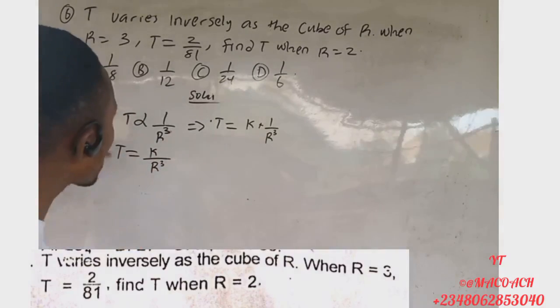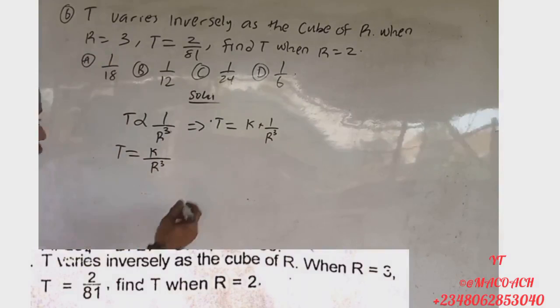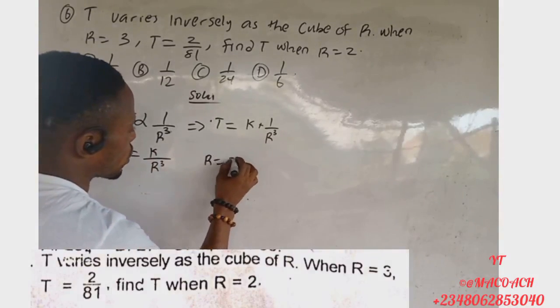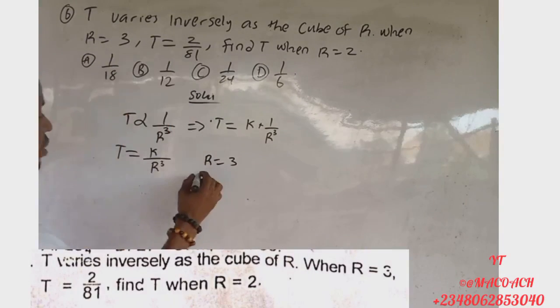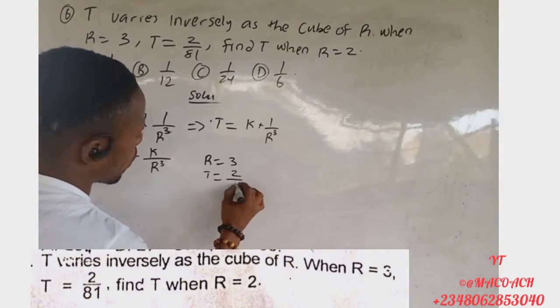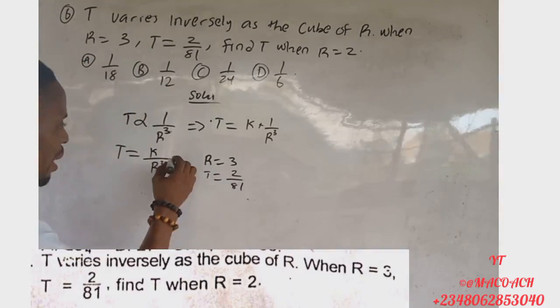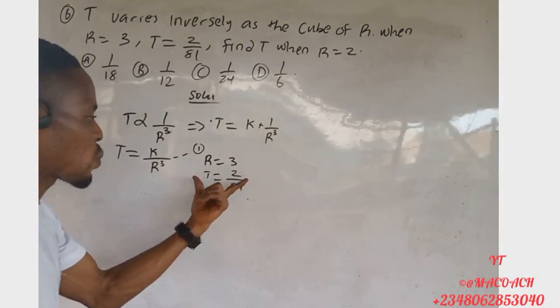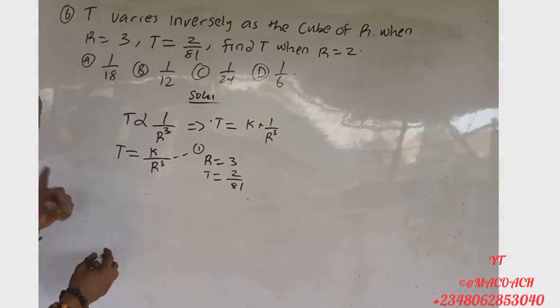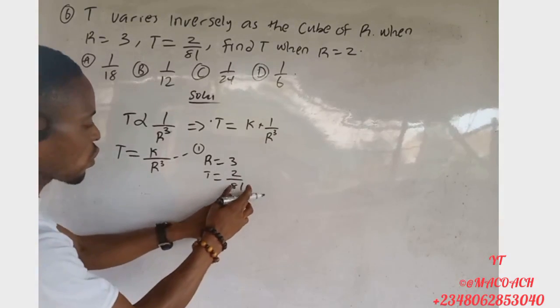Here we are given r equal to 3, and t equal to 2 over 81. So let's put it into this equation. Let me call this one equation 1. So let's put this into equation 1. Now t is equal to 2 over 81.